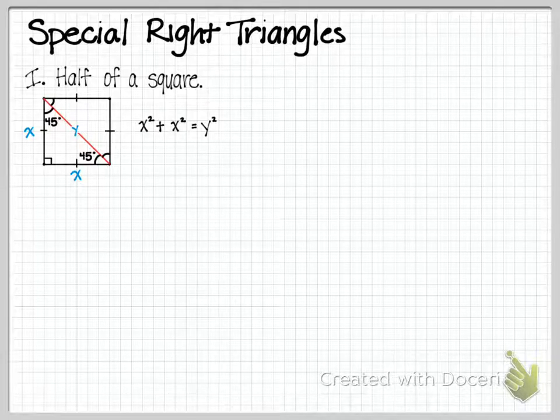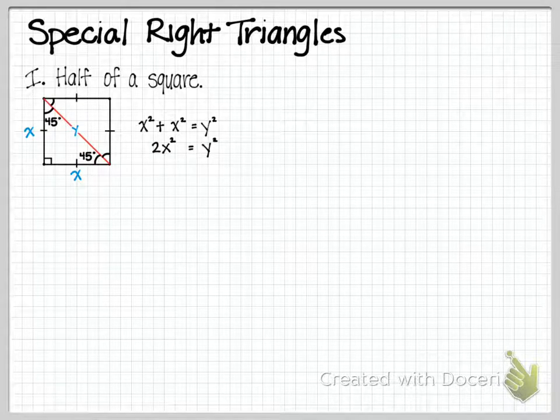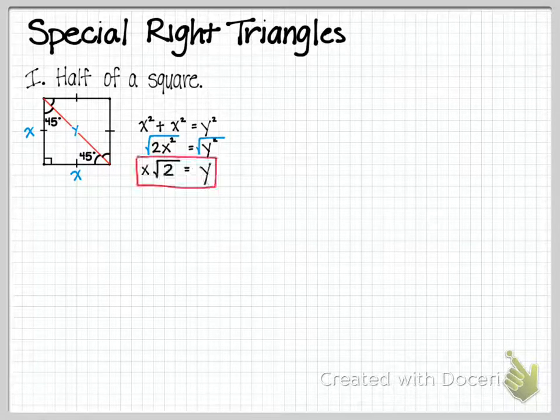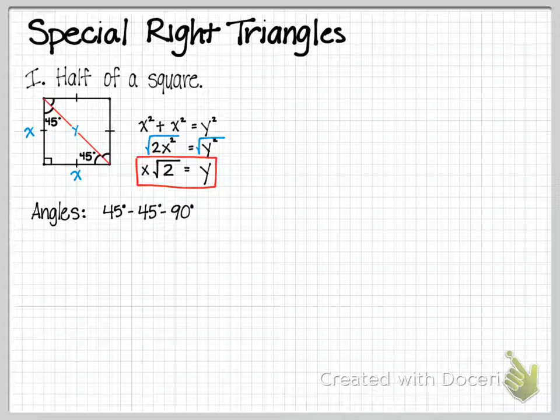So using the Pythagorean theorem, we could write that x squared plus x squared equals y squared. Combining like terms, we've got 2x squared equals y squared. We can take the square root of both sides, and we find that y is equal to x square root of 2. So we could write all three sides of that right triangle using the letter x. And what we know is that the angles of that special right triangle are 45, 45, and 90.